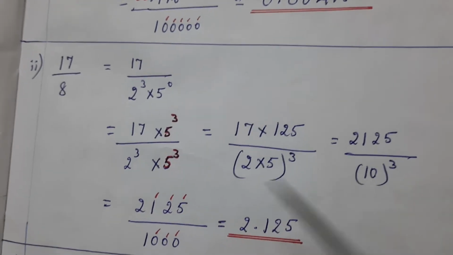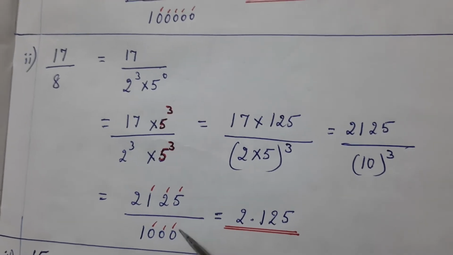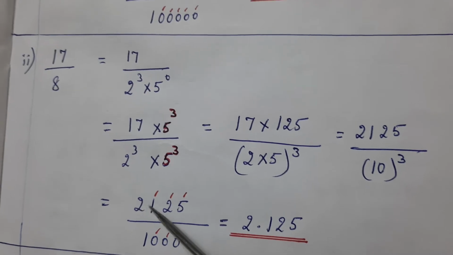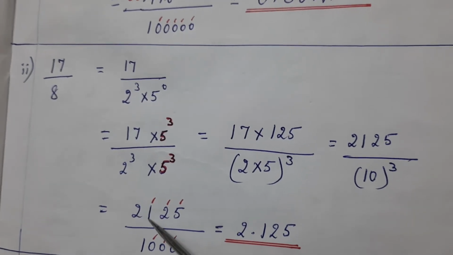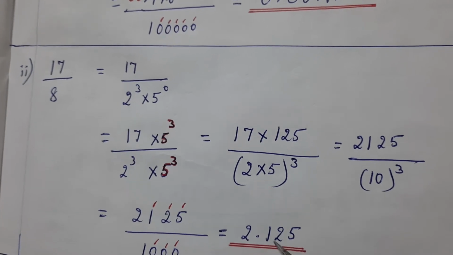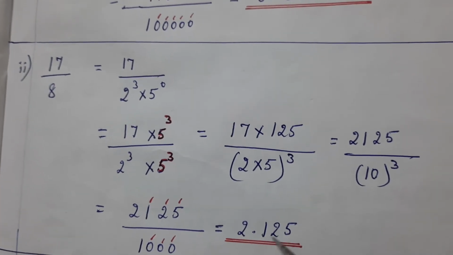10 to the power 3 is 1000. So 3 zeros, I am taking 3 digits in the numerator. Tick from this side, don't tick from this side. So what is left out is 2, and all the others are ticked. The ticked ones will come after the decimal point: 2.125.